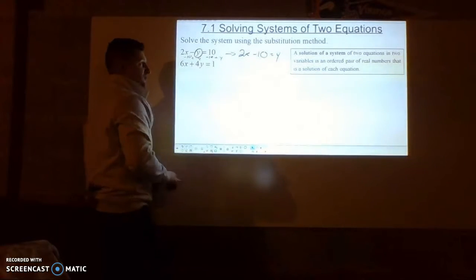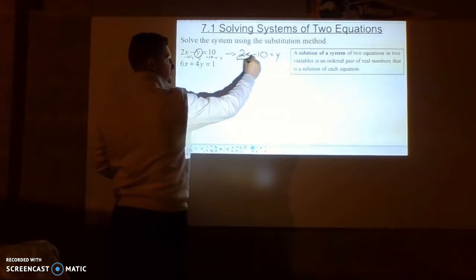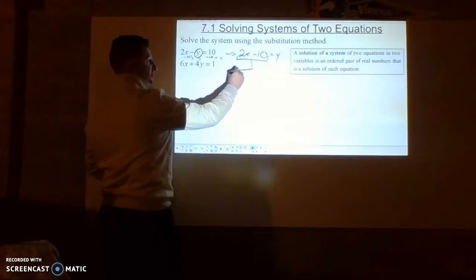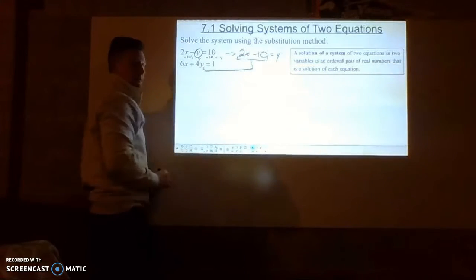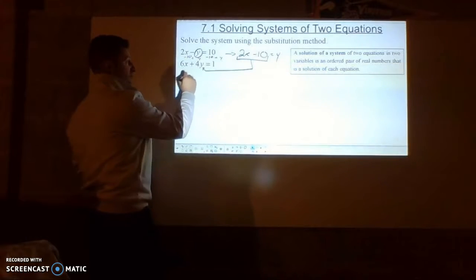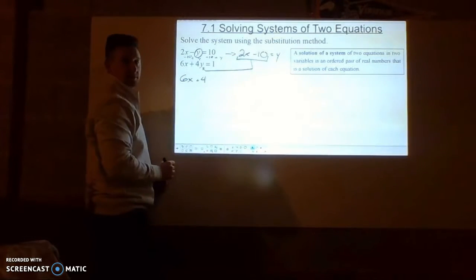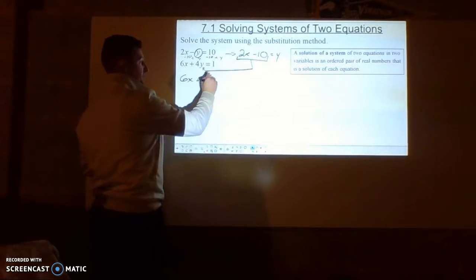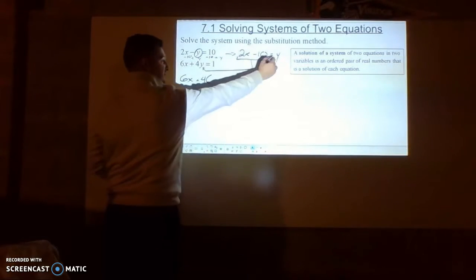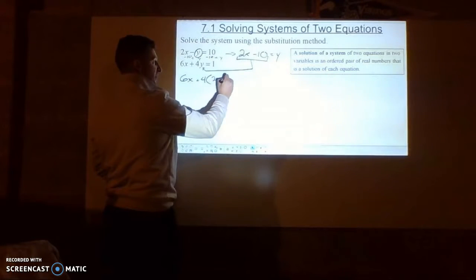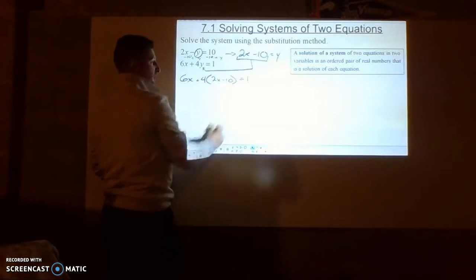The substitution part comes when I take this expression, 2x minus 10, and I substitute for y in the other equation. So what I will do then is I'll add the 6x here plus 4 times, instead of y, I'm going to replace or substitute for y. I'm going to replace y with that expression that's equal to y, 2x minus 10. And that equation is equal to 1.